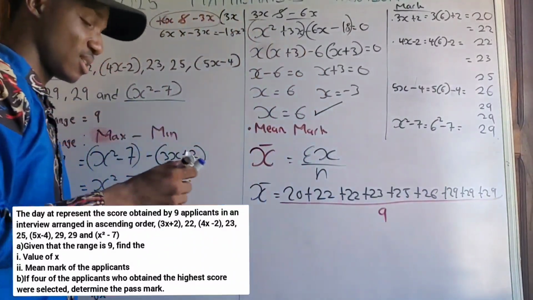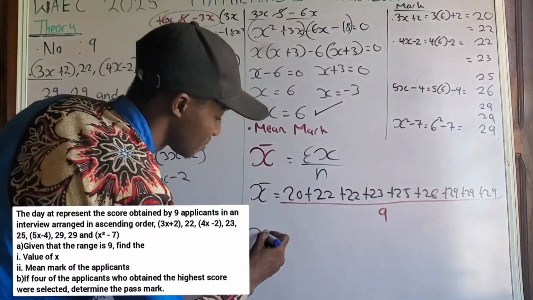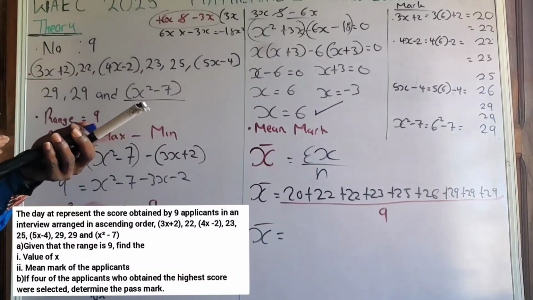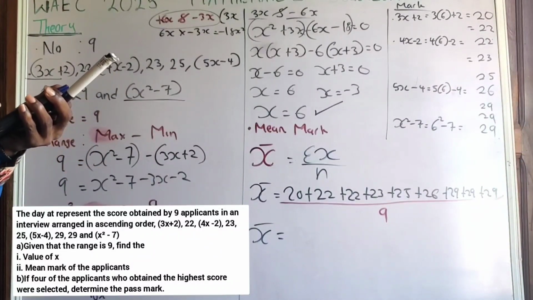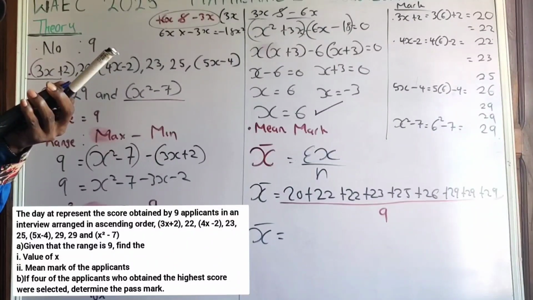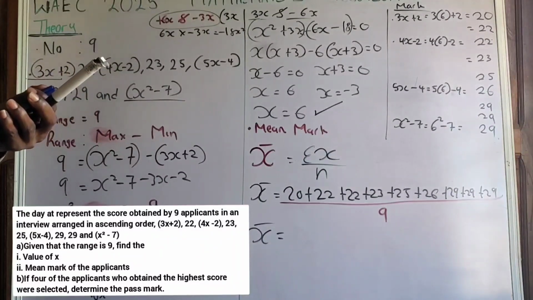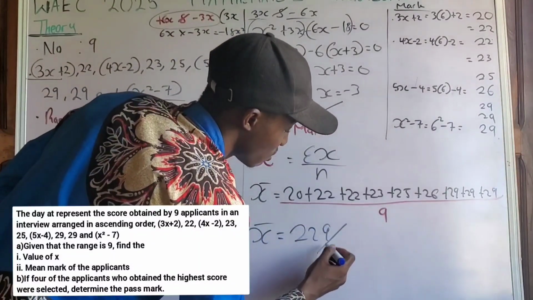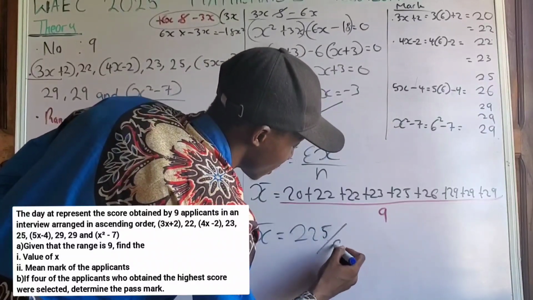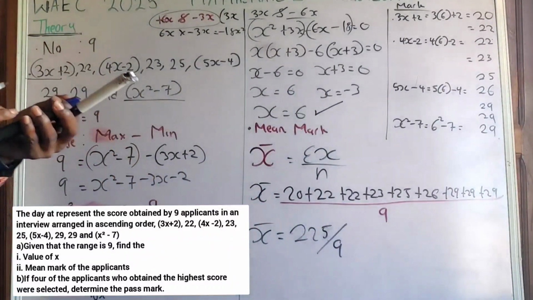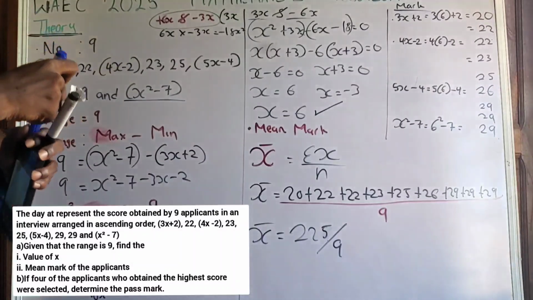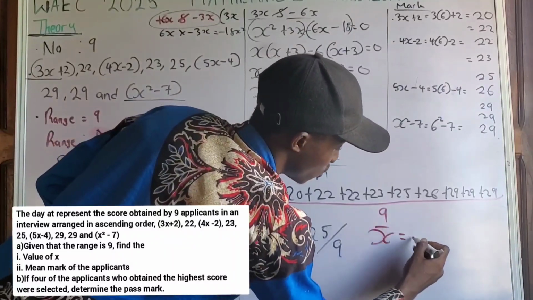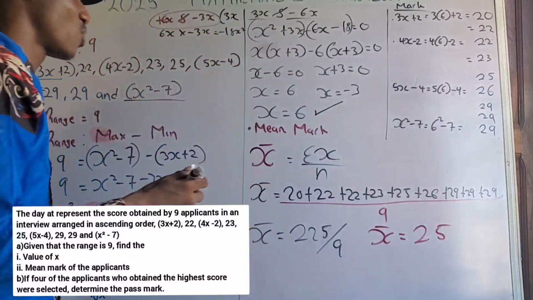Do you get it? Okay? The mean mark will be x bar equals to 20 plus 22 plus 22 plus 23 plus 25 plus 26 plus 29 plus 29 plus 29. That is 225. Okay, 225 all over 9. 225 divided by 9 will give us 25. So the mean mark x bar equals 25. Are you getting it? So we are getting the mean mark.